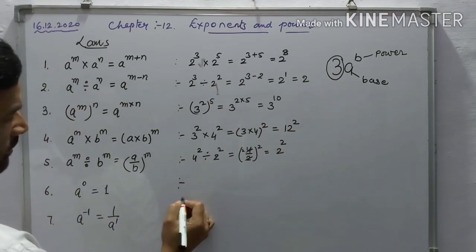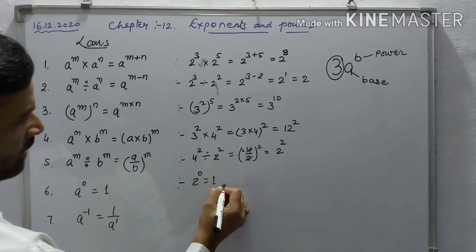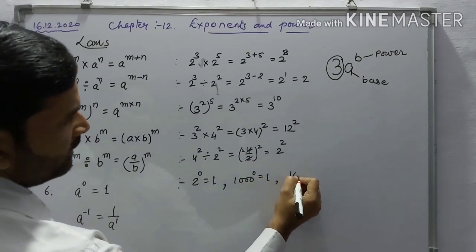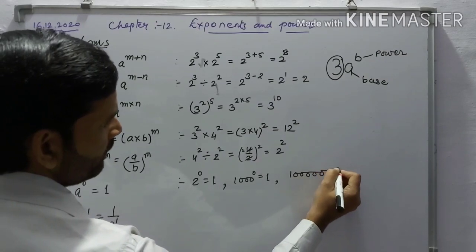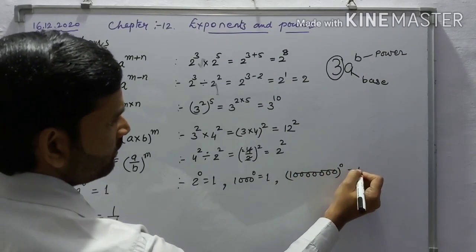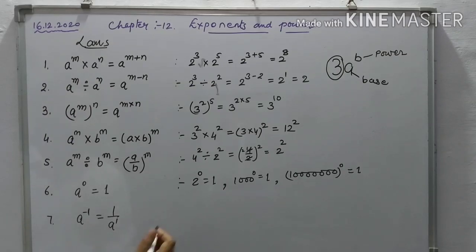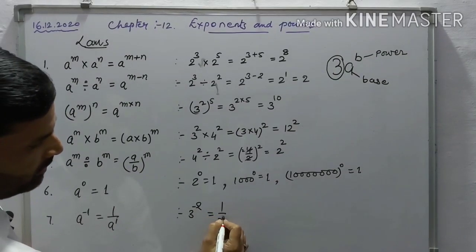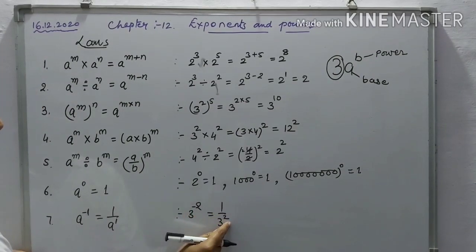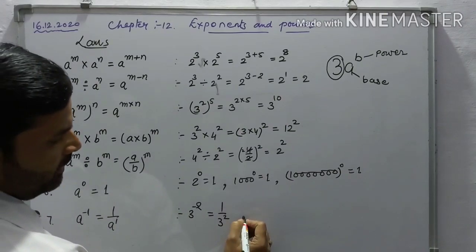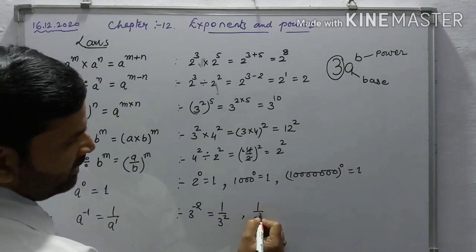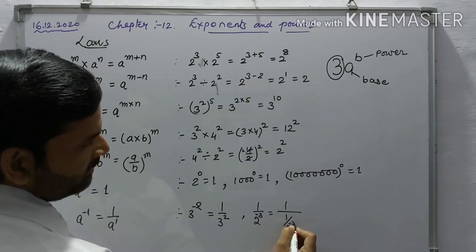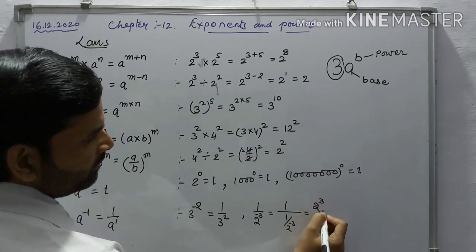And here is a power 1 means 2 power 0 is equal to 1. 100 power 0, 1000 power 0 is equal to 1, and any number with power 0 means the value is 1. And here 3 power minus 2 is equal to 1 upon 3 power 2. Negative powers will be changed in the denominator to positive. And second example, 1 upon 2 power minus 3 is equal to 2 power 3 upon 1.